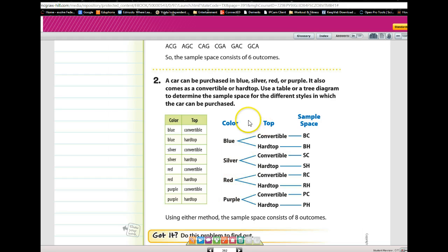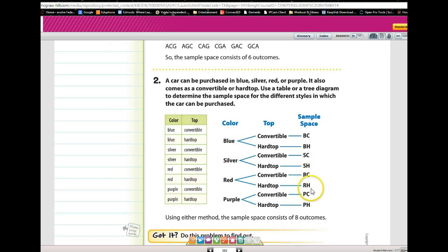Now, the next choice we have is either we can get a convertible or a hardtop. So every color has 2 choices, convertible or hardtop, and we see that repeated going down this tree diagram. So in total, we have 4 color choices and 2 kinds of tops to give us a sample space of 8 possible outcomes, and that's what's listed here.